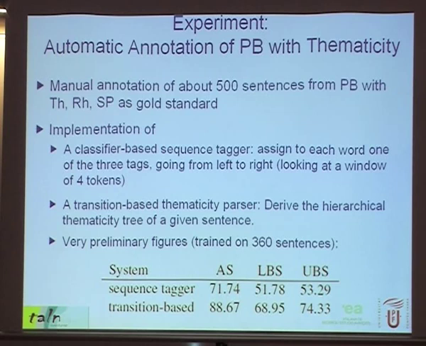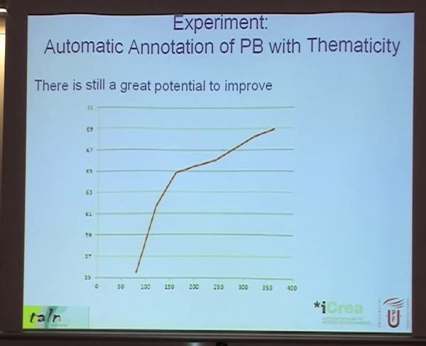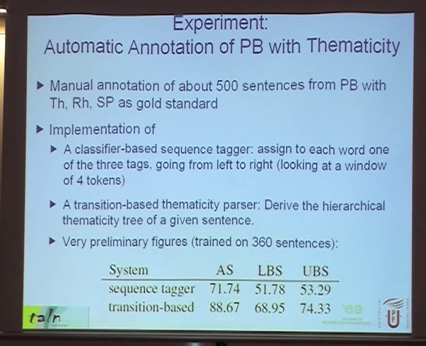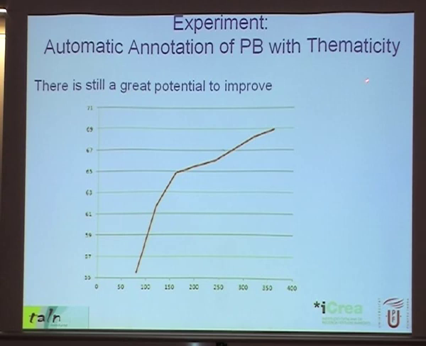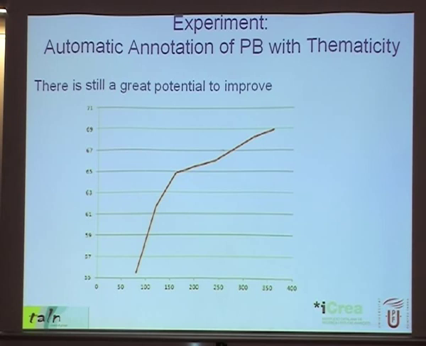When we train on a larger corpus, we see there's a large potential. Here you see the number of annotated sentences for training, and here you see the labeled bracket accuracy. I guess if we annotate, hopefully, 2,000, it will be better. I think this is really encouraging, because information structure is really very important, and if we don't have the means to annotate manually, it's possible to parse in terms of the information structure.